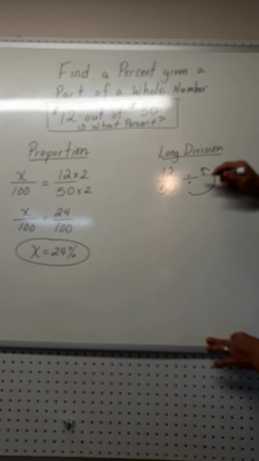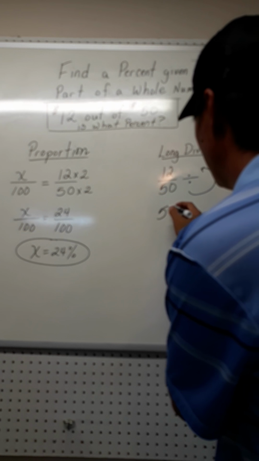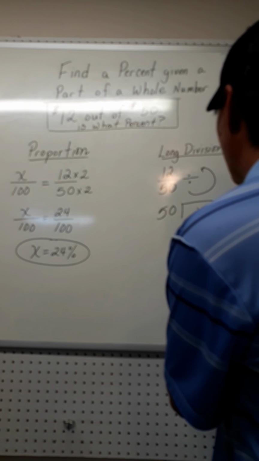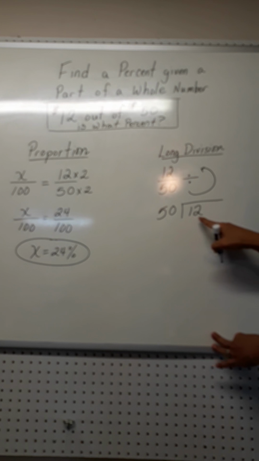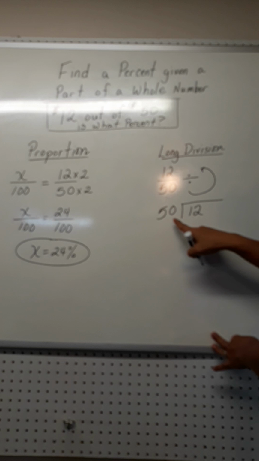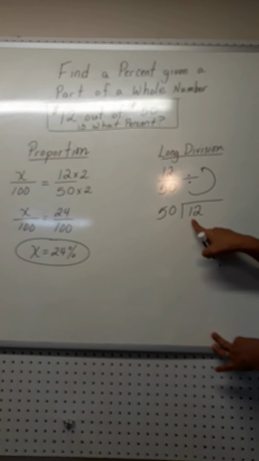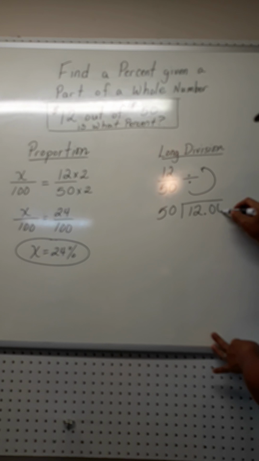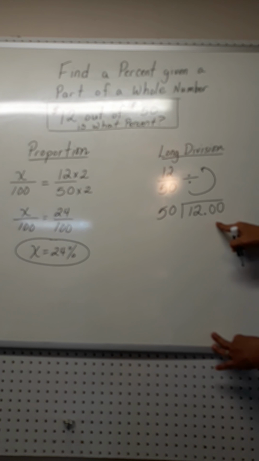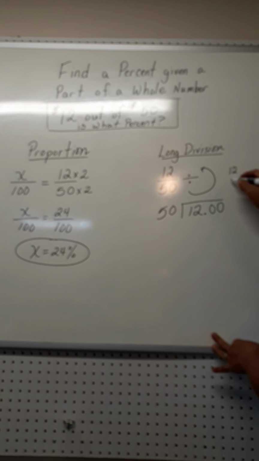I don't know if you'll be able to see it, so I'm going to do it here. 50 divides into 12. And because we are dealing with a number as my divisor larger than my dividend, which is inside the umbrella, I am going to add 2 zeros with a decimal point in front. I didn't change the value of the 12. It's like saying $12. I can write it as 12 or 12.00. It means the same thing.